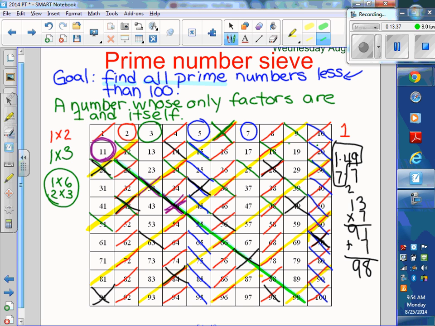So your next prime is 13. And that's how you do a prime number sieve. You are finished when every single number is either crossed out or circled. I'm going to ask you guys to finish this in class tomorrow. So we're going to stop there.